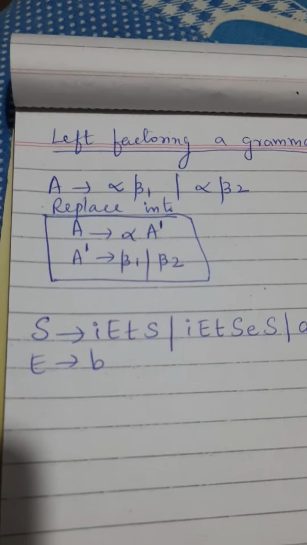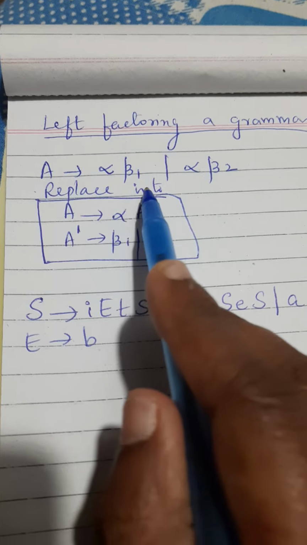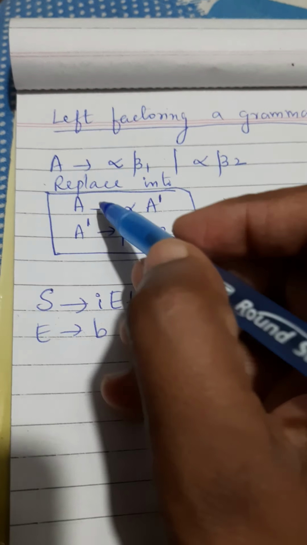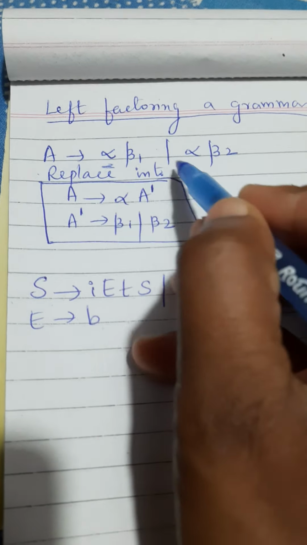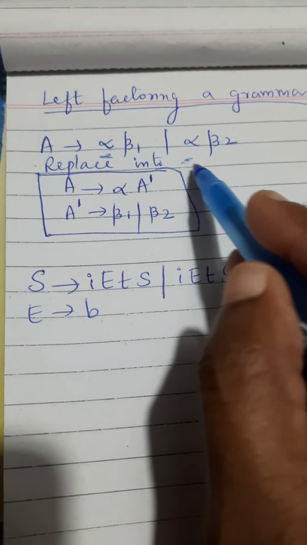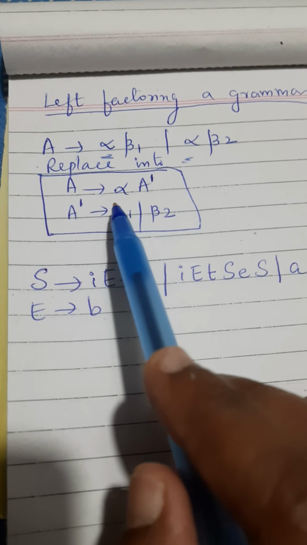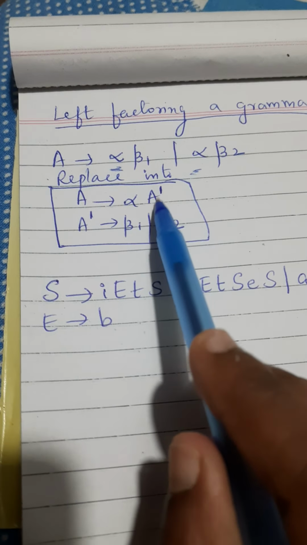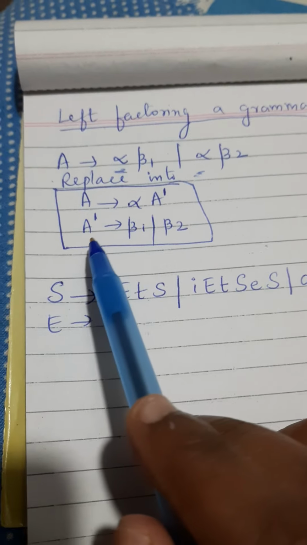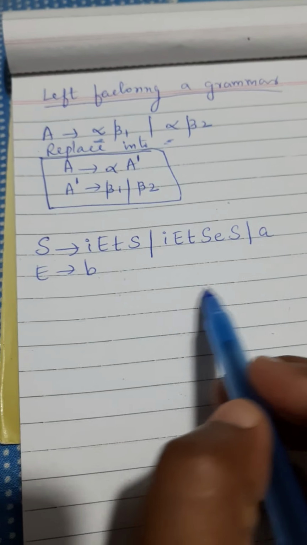So left factoring, how to do is, if you have a grammar production, A derives alpha beta 1 or alpha beta 2, where alpha is the common factor in both the definitions, then you have to do left factoring in this way. Replace this grammar like A derives common factor you are taking, that is alpha, followed by a new non-terminal A dash, where A dash derives beta 1 or beta 2. So now you have a grammar production here.